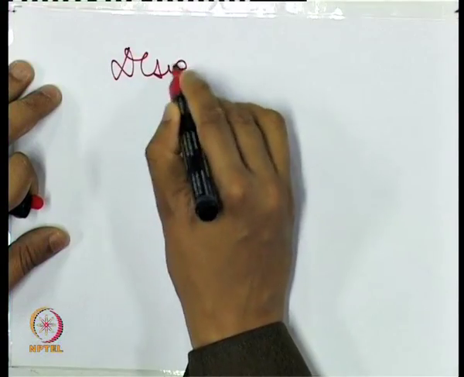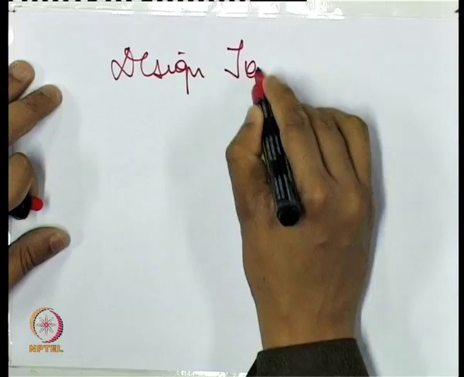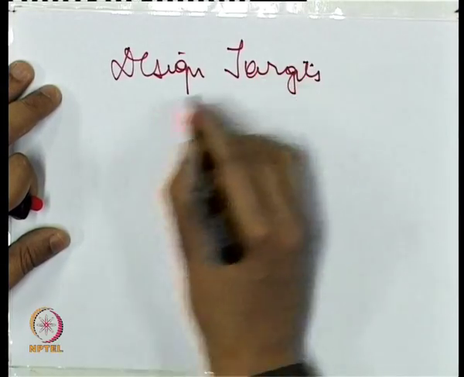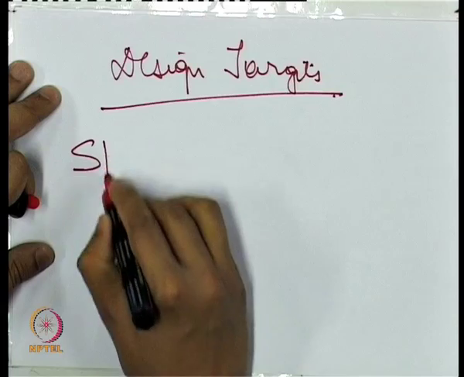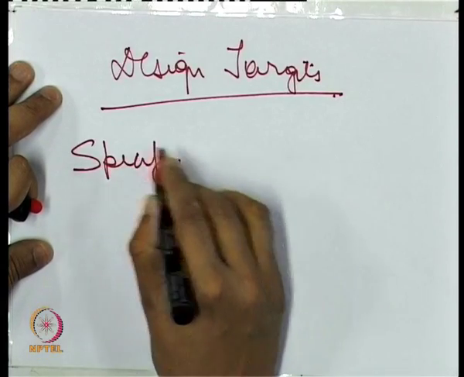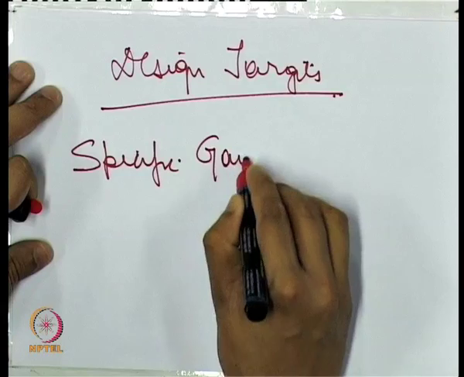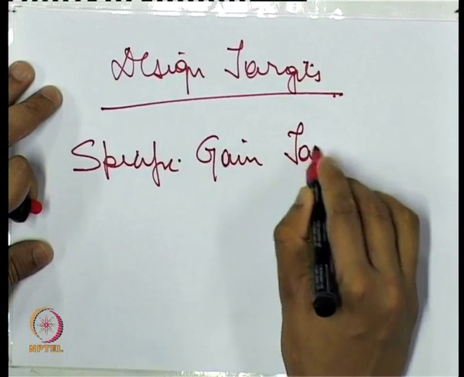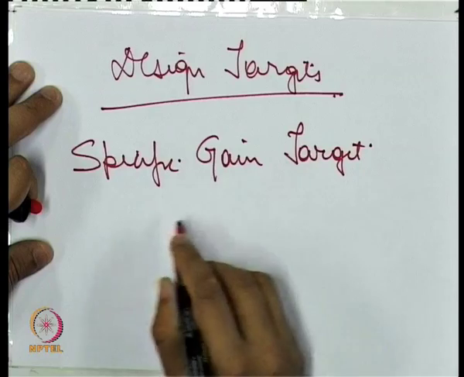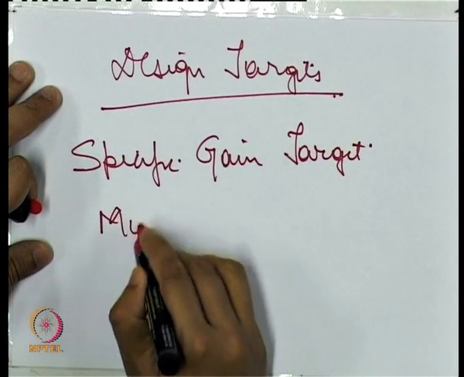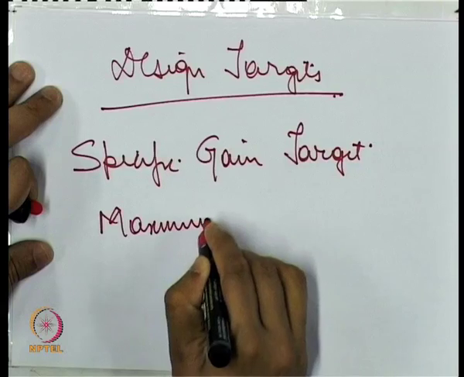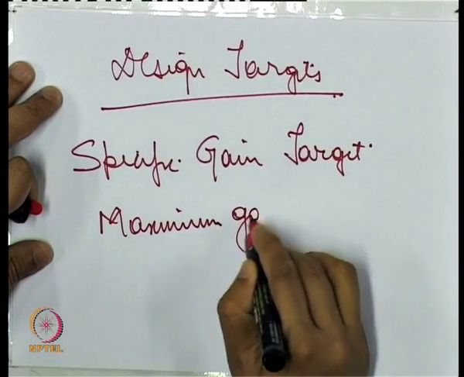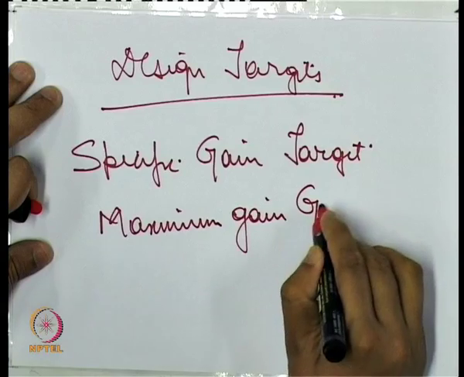So say the design targets that we have, a specific gain target, say maximum gain GT.